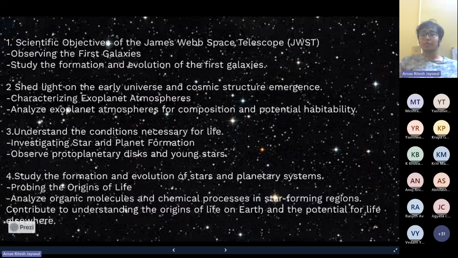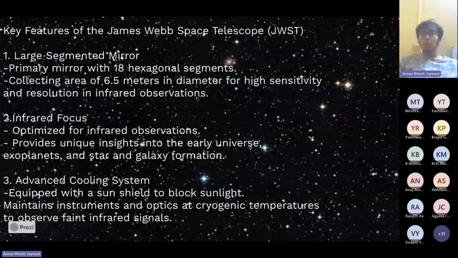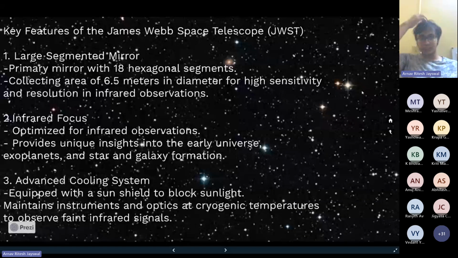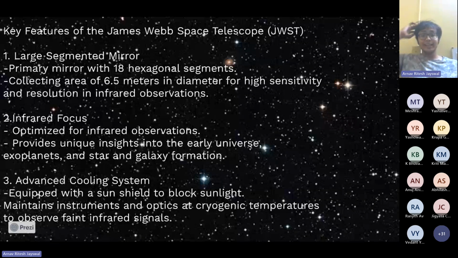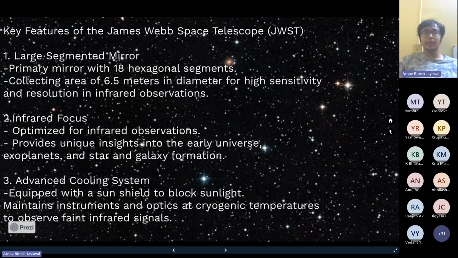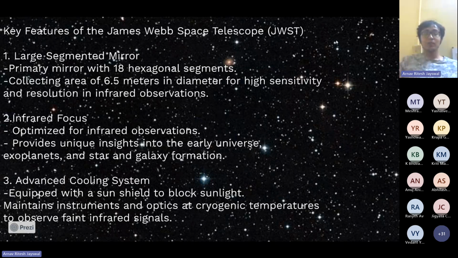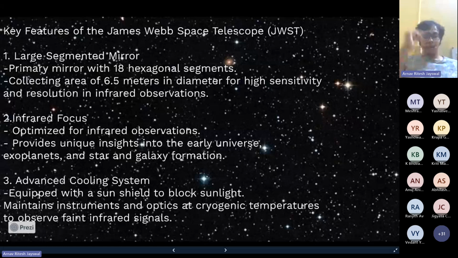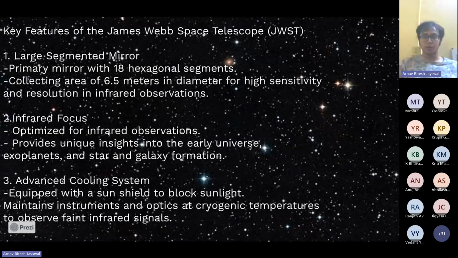And then let's look at some key features of the JWST. The most distinct feature is probably those huge hexagons you saw in the previous image. There are 18 hexagonal segments plated with pure gold, used for high sensitivity and resolution in infrared observations. This is the mirror of the telescope. Then there's also an infrared focus. The telescope has really optimized infrared observations and provides unique insights into the early universe, exoplanets, and star and galaxy formation. And also, it has an advanced cooling system.